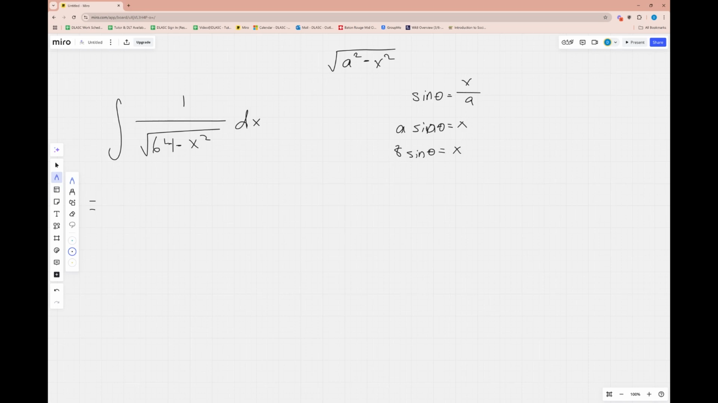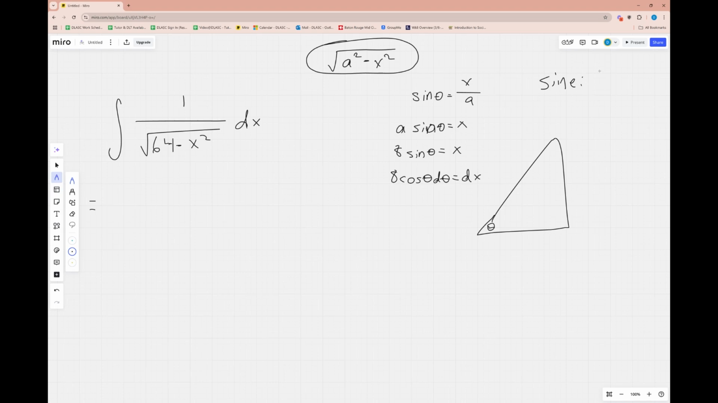Okay, now if all that is true, then I know that I'm going to have to sub for dx, right? So I'm going to have to differentiate: 8 cosine theta d theta equals dx. Don't forget your d theta here, okay? All right. So now that I've gotten that far, I'm going to go ahead and draw this triangle. The way that I remember it is if I'm dealing with the sine pattern here, then sine theta times a is equal to x. Sine is opposite over hypotenuse.